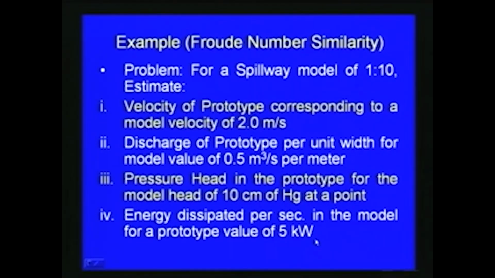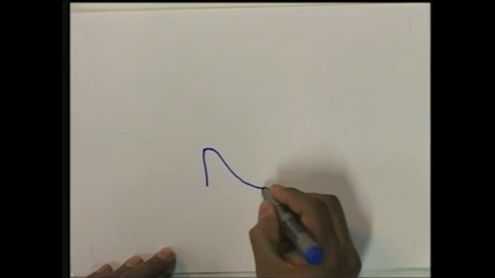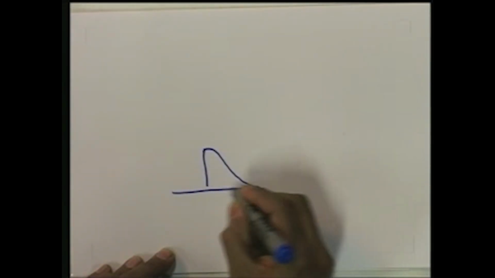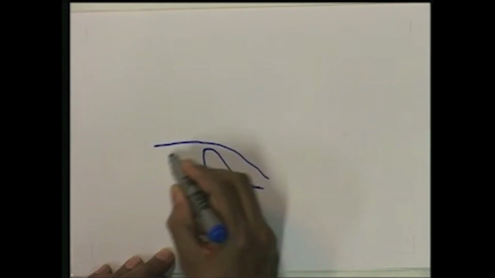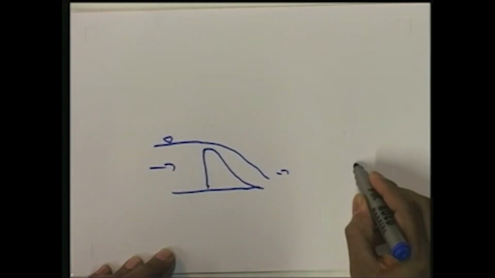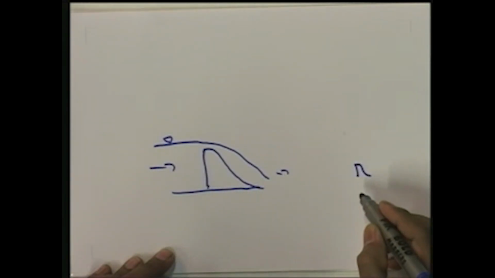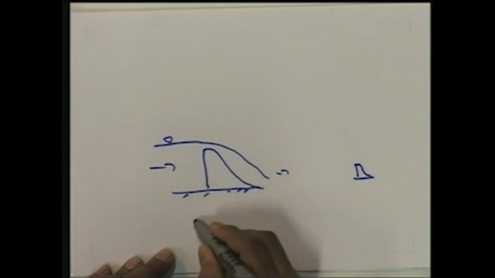So, here what we consider is a spillway. So, here if you consider a spillway like this, so this is the prototype, the flow is taking place like this. So, if you consider a small model of scale 1:10 corresponding to this prototype.